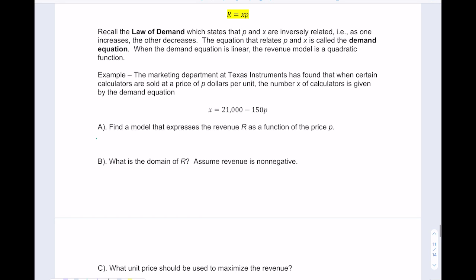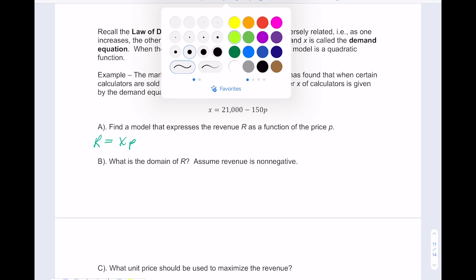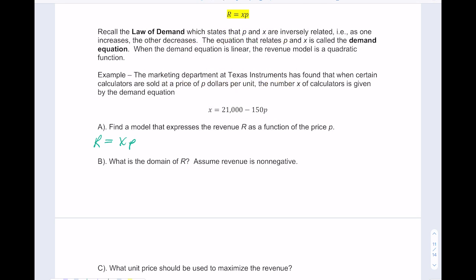So we know our equation is R equals X times P. R equals number of units times price sold. When they say express the revenue as a function of the price P, that means X is going to go away and all we'll be left with is P. How is that going to happen? Well, X is equal to 21,000 minus 150p. So all I'm going to do is replace this X with that expression, 21,000 minus 150p.